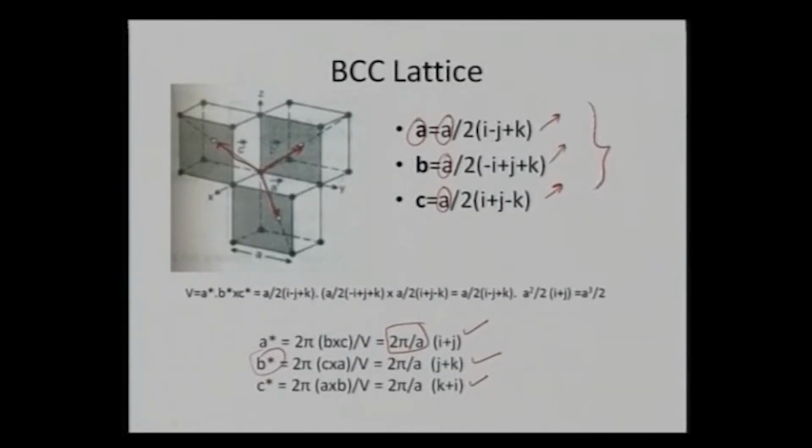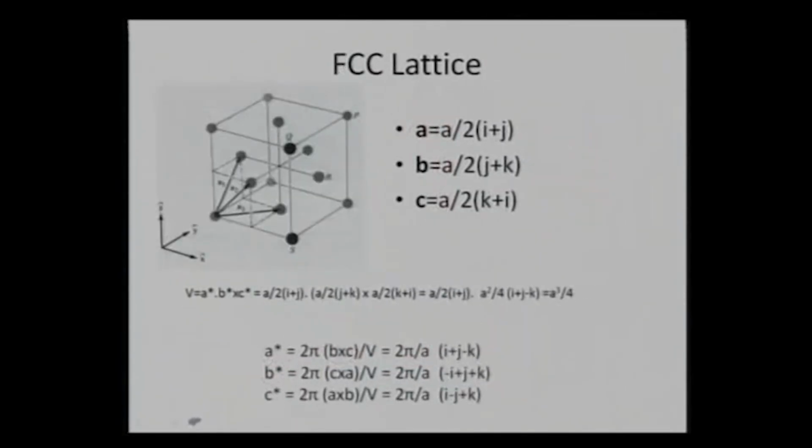So eventually, doing all that vector algebra, all the cross products, I can see that it comes out as i plus j, j plus k, and k plus i to form my final crystal or final lattice.